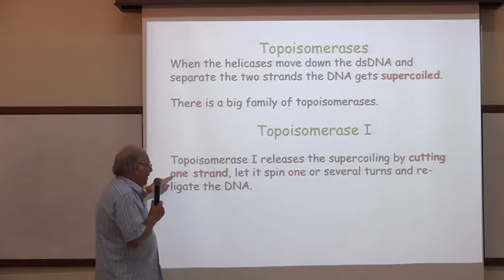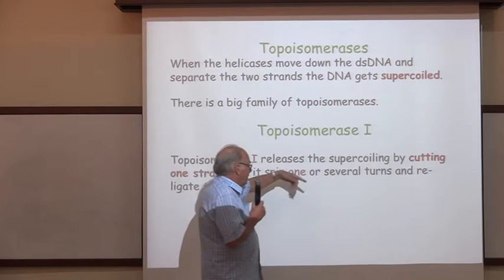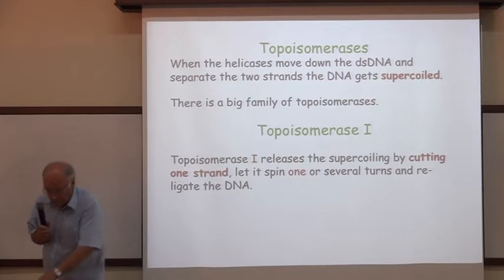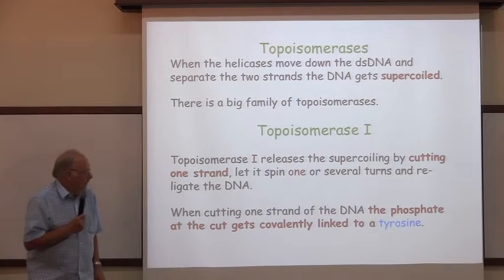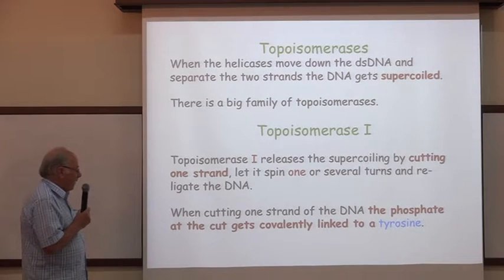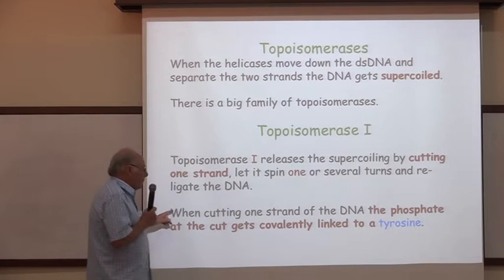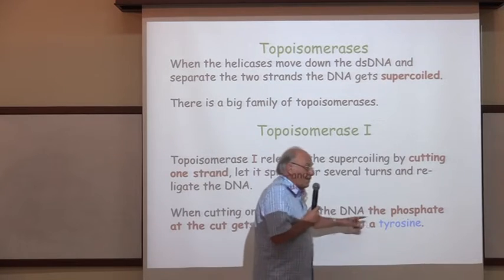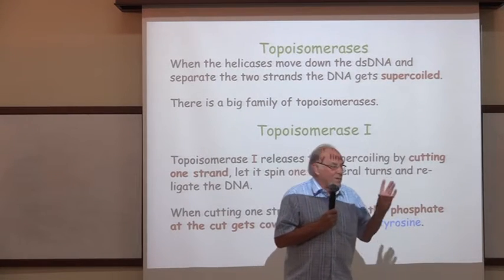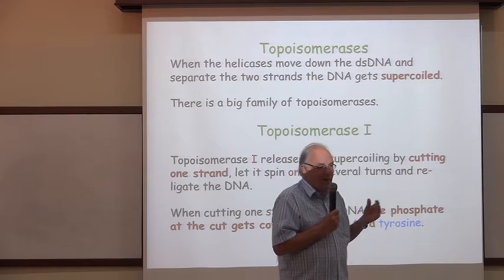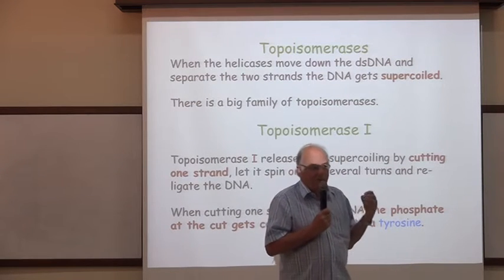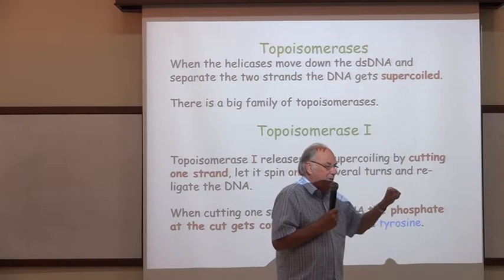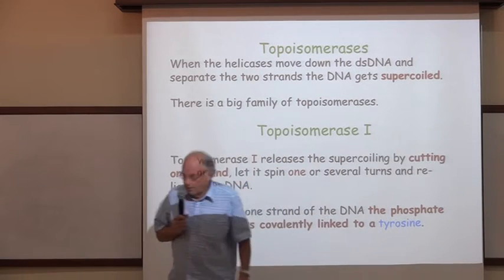So one strand. Let it spin once or several turns, and then religate the DNA. And the phosphate at the end of the cut is getting covalently linked to a tyrosine, because if you let it loose, then the whole thing may get lost, and you may not be able to proceed properly, but it becomes covalently attached to a tyrosine in the protein.